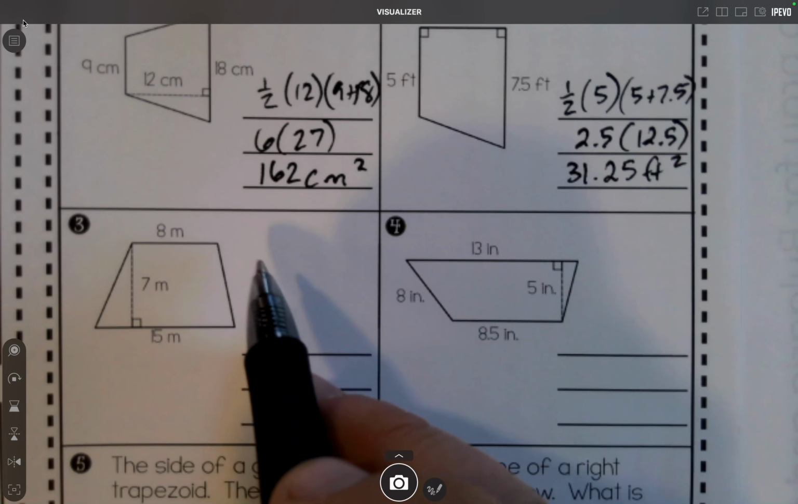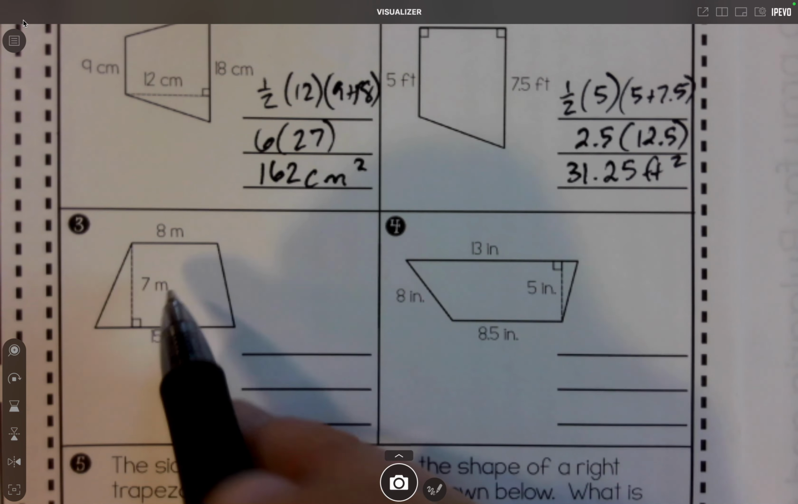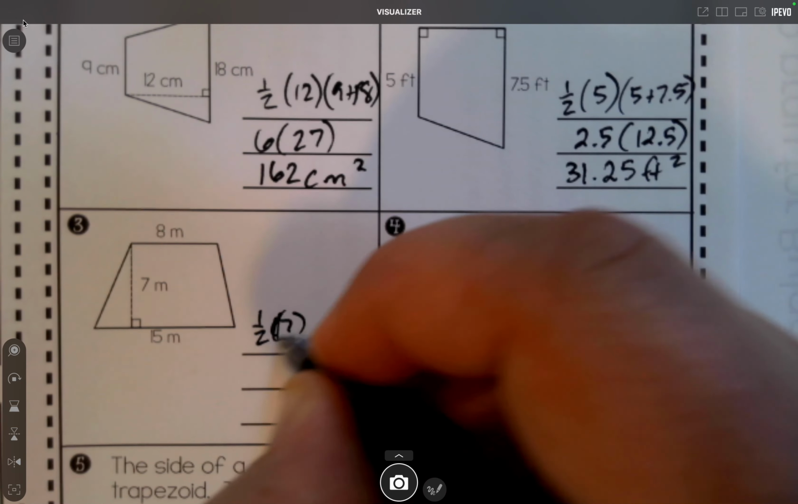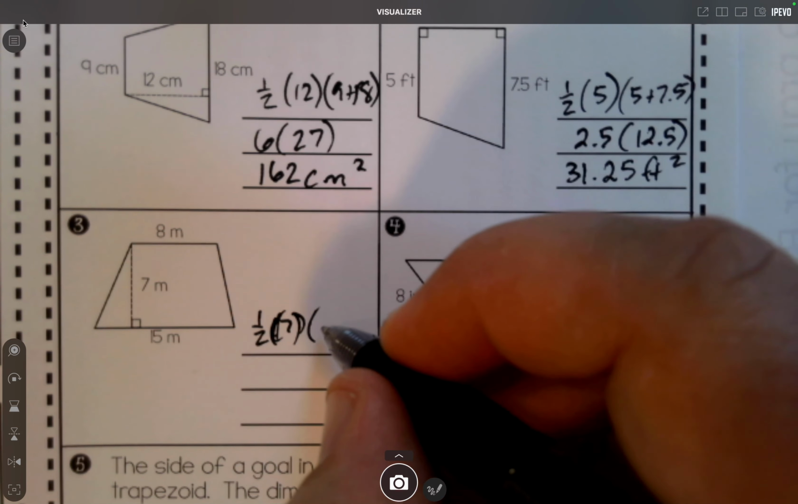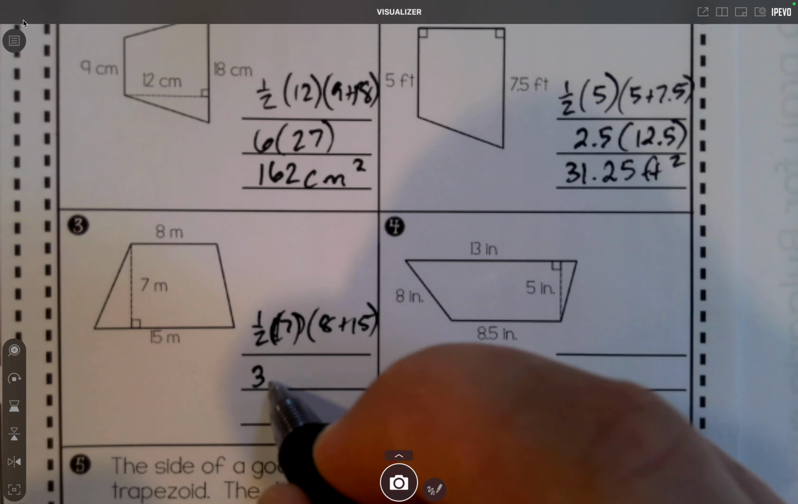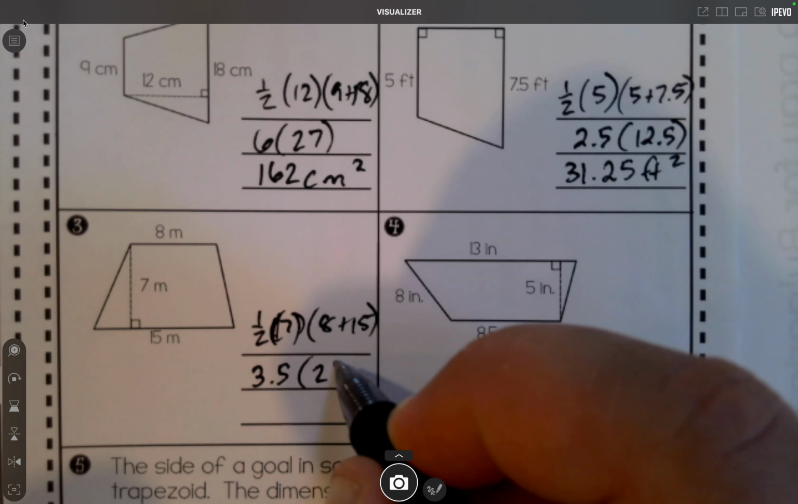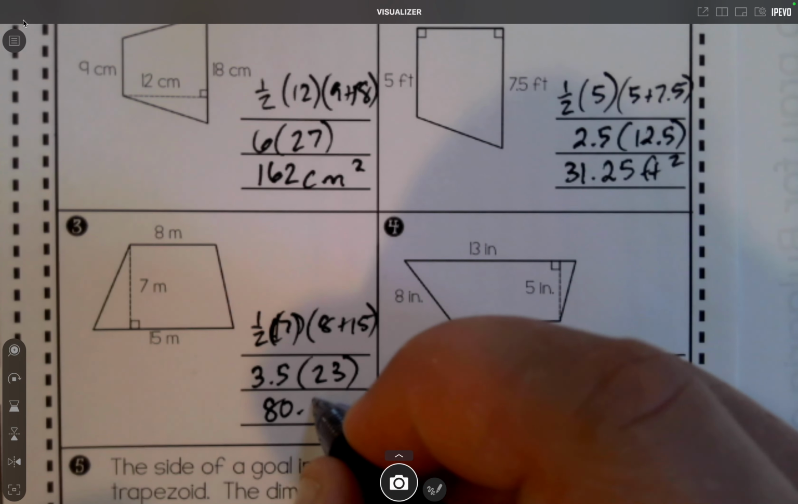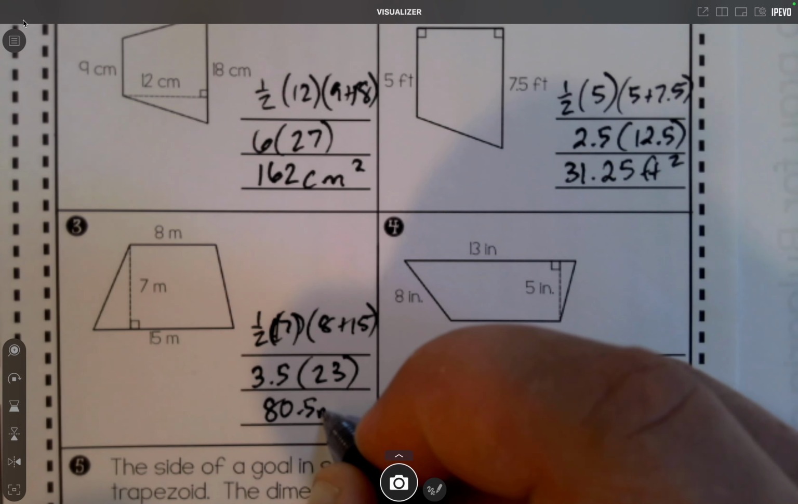Okay, the bases are 8 and 15. The height is 7. So half of 7 times base 1 plus base 2. Half of 7 is 3.5. 8 plus 15 is 23. 3.5 times 23 is 80.5 square meters.